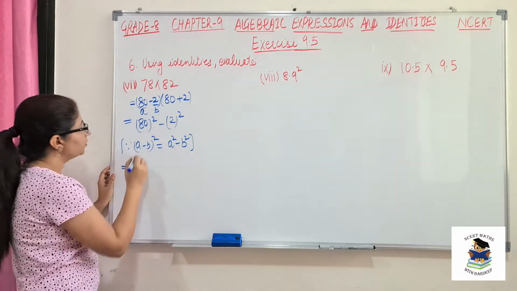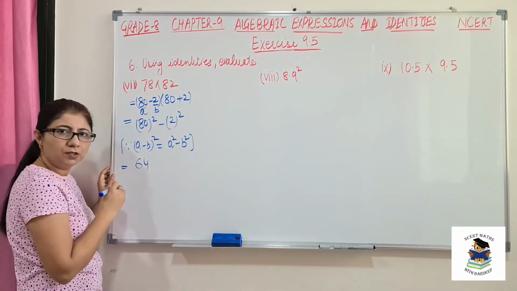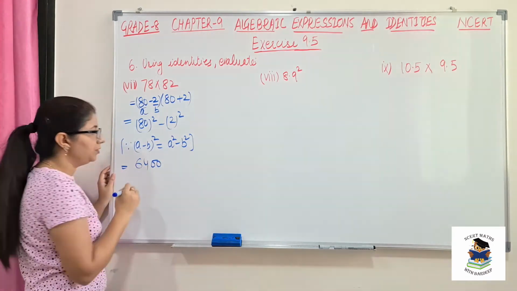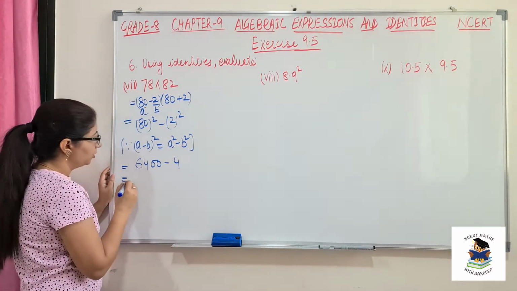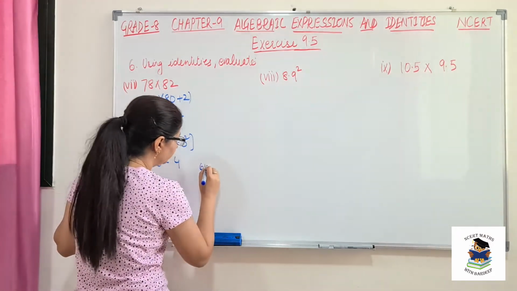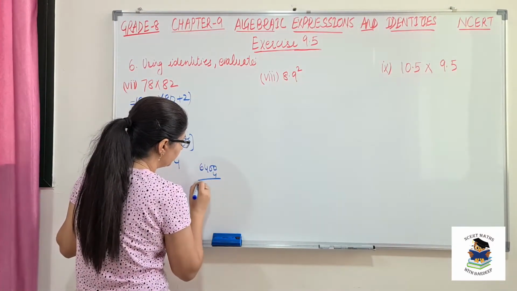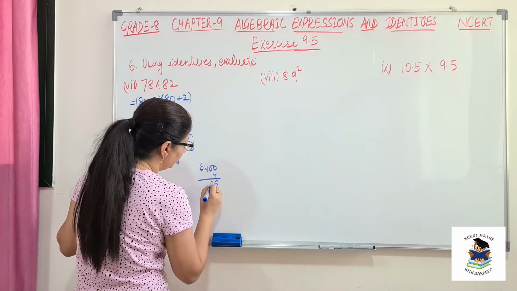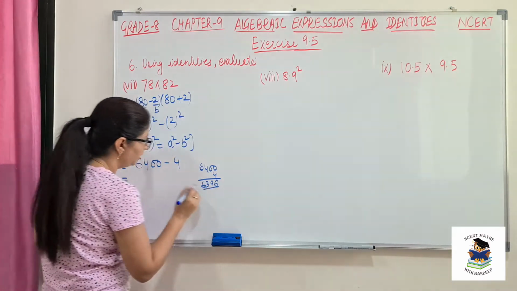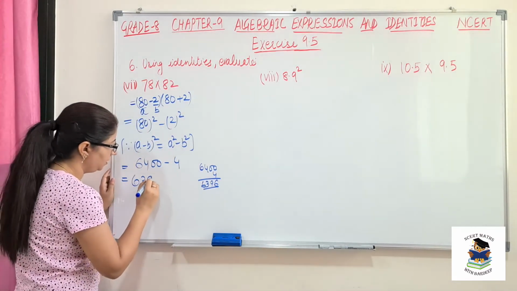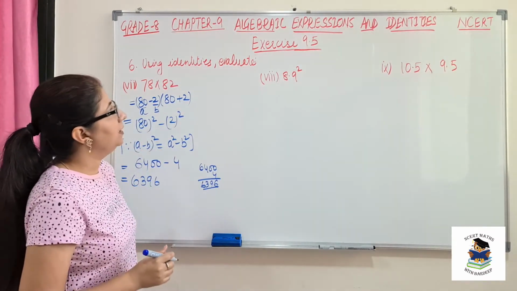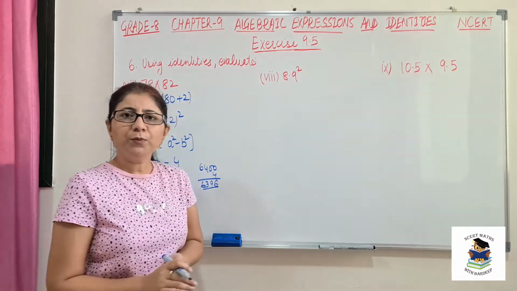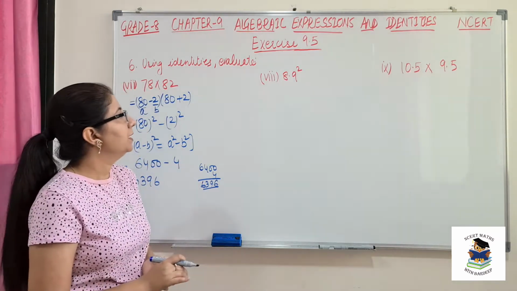Right. So 80 square is 8 into 8 as 64. 0 into 0 as 2 zeros. Minus 4. So we will subtract 6400 minus 4. 10 minus 4, then 6396. So 6396 is our answer. So now let's see the 8th part, that is 8.9 whole square.